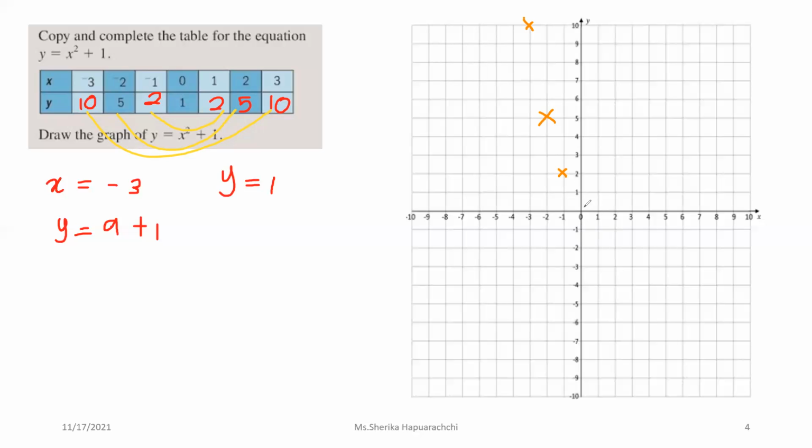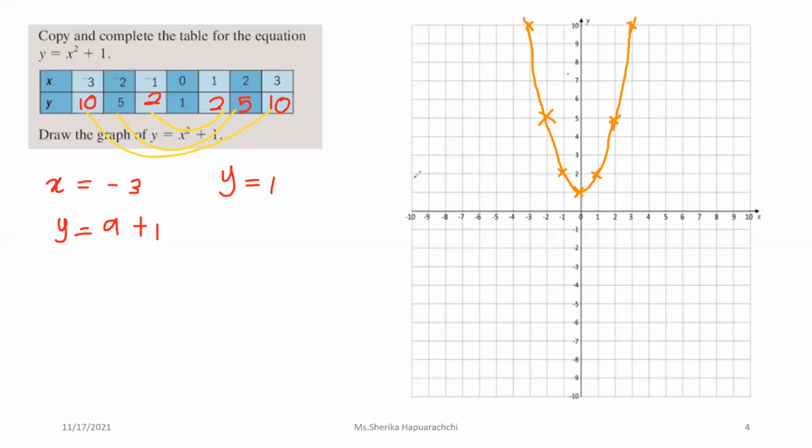0, 1. Then 1, 2, 2, 5. And 3, 10. Right. So this is how we are getting. After that, we can join our points. Like this way, we can join our points.